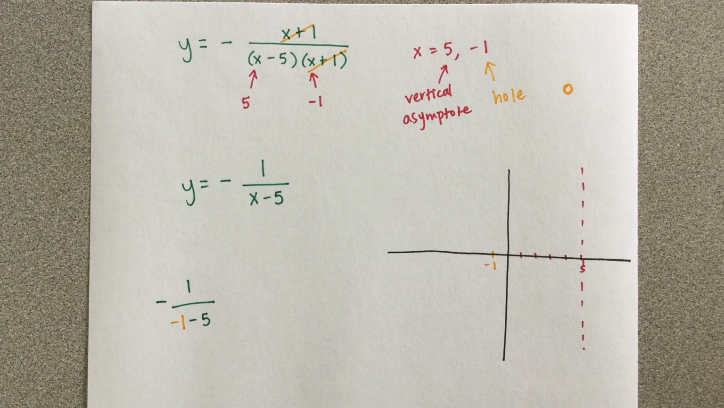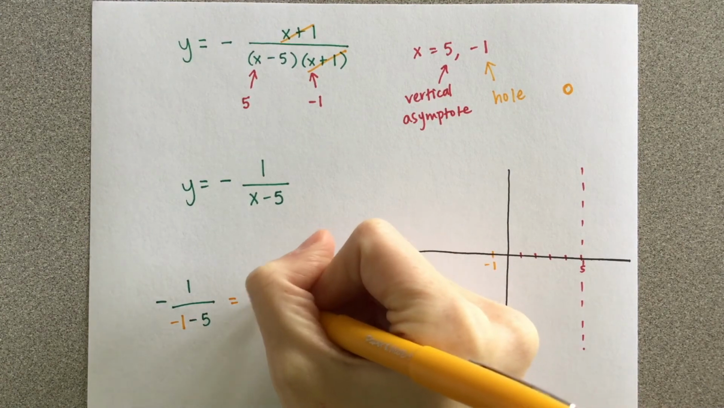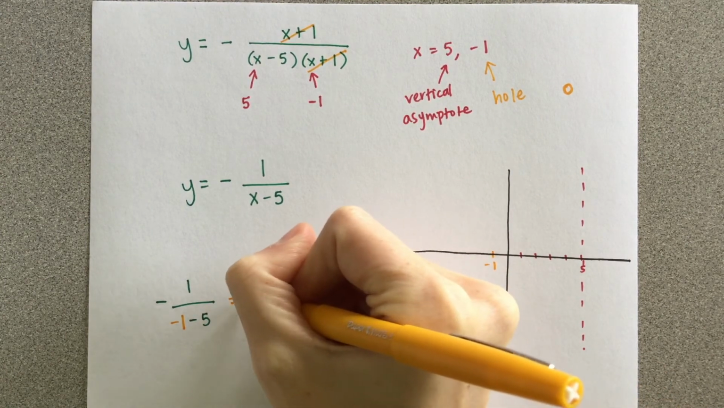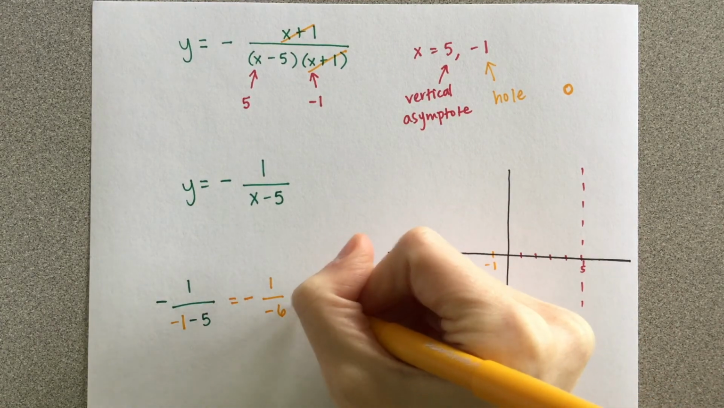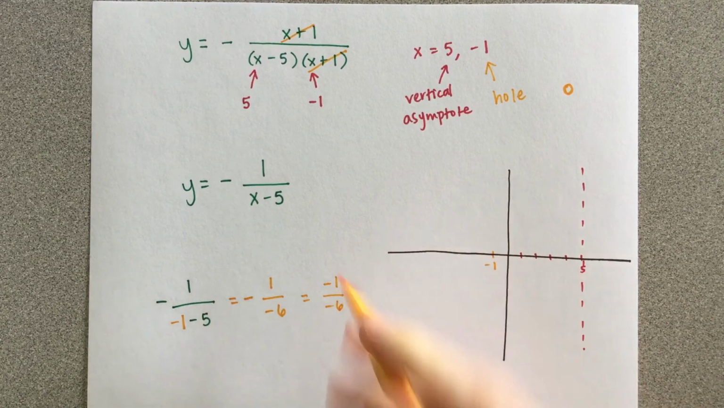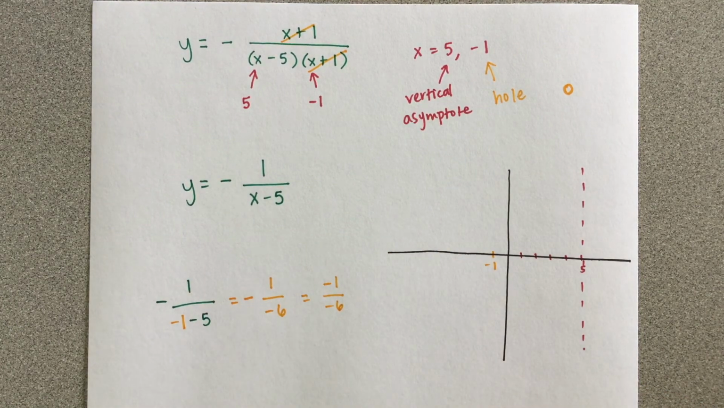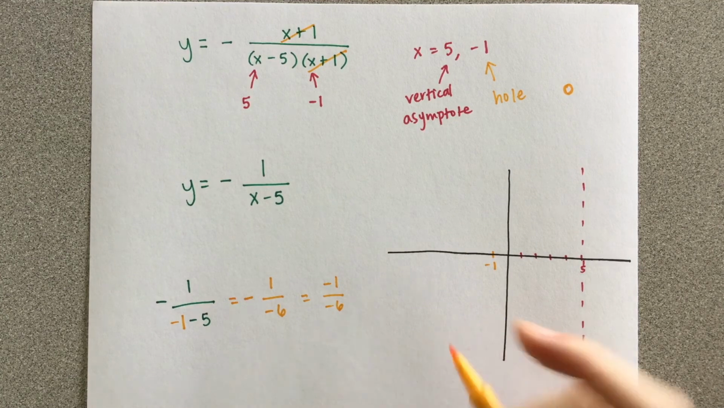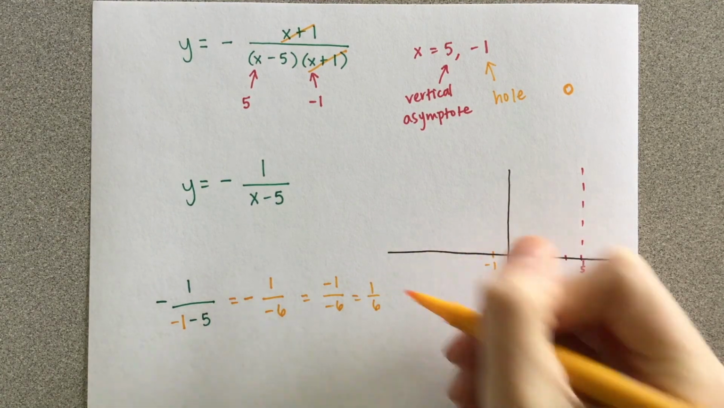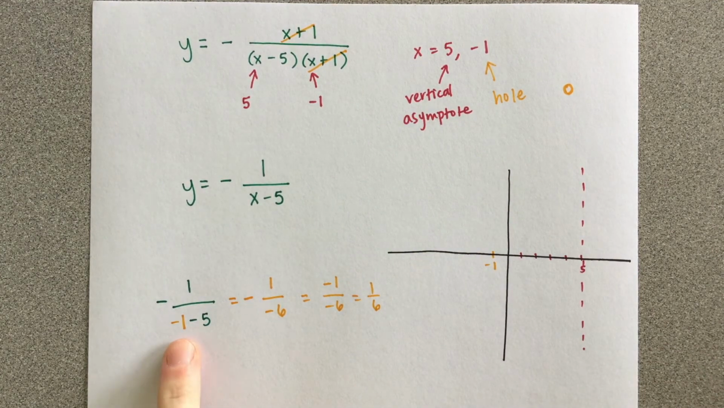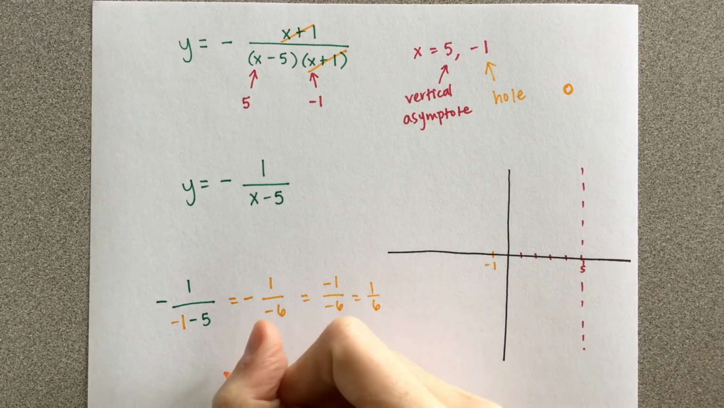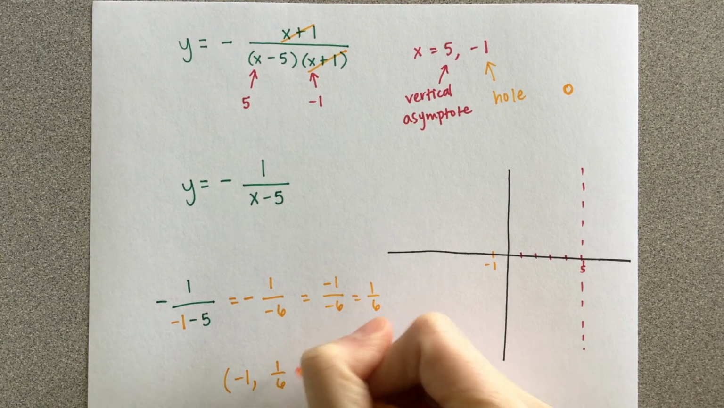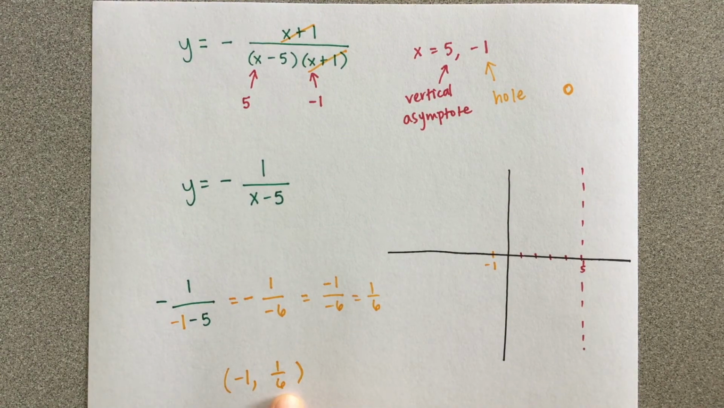So in the denominator, -1 minus 5 is -6. So now we've got -1 over -6. You could write the negative with the numerator. A negative divided by a negative is positive. So 1/6. So when the x value is -1, the y value is 1/6. So the hole in the graph is at this location, -1, +1/6.